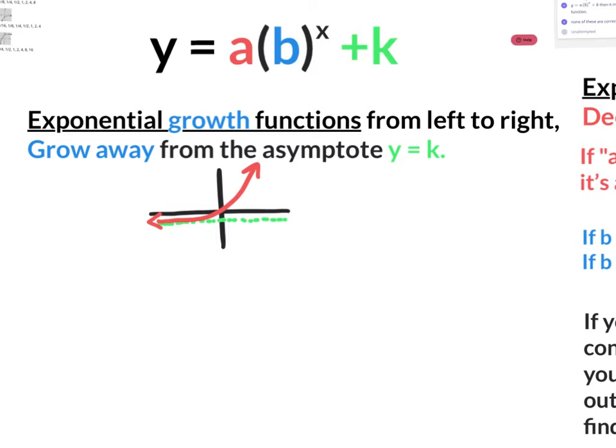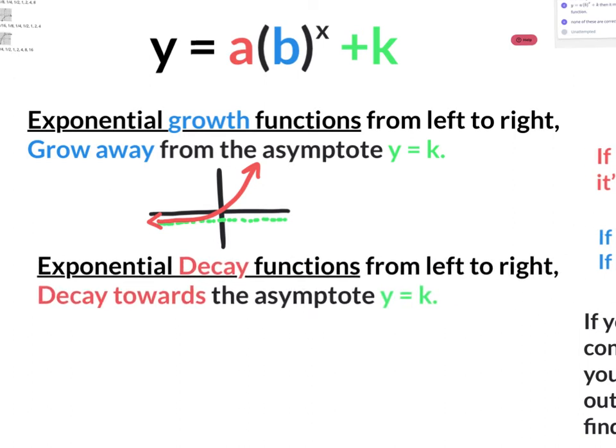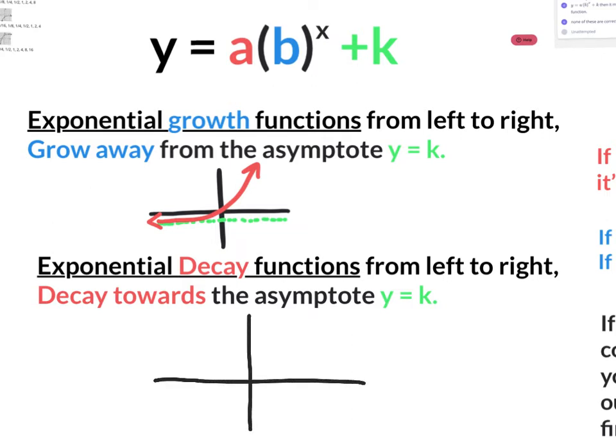How about an exponential decay? Well, an exponential decay function from left to right decays towards the asymptote y equals k. So it doesn't matter where your asymptote is at. I mean, on the first example, I gave the asymptote at y equals negative 1. Maybe I should have drawn that up there. Y equals negative 1. That's the asymptote on that first one. Maybe, let's say that this one, the asymptote is the x-axis itself. So I'd put my asymptote right there. That'd technically be y equals 0. Okay. And a decay function from left to right decays towards the asymptote.